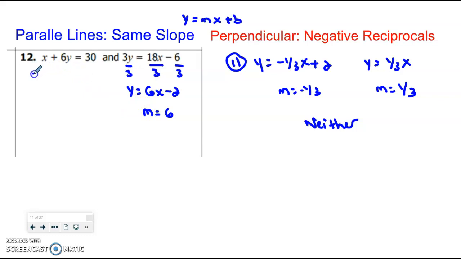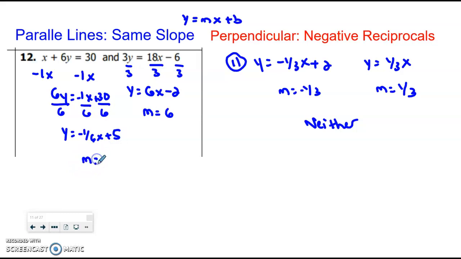Now for this next one, I'm going to have to do some work. I'm going to have to work for it. So I'm going to have to subtract 1x from both sides. I got 6y equals negative 1x plus 30. And I'm going to divide everything by 6. So when I look at this line, I get y equals negative 1/6 x plus 5. So the slope of this one is negative 1/6. I'm comparing it to a slope of 6. Are they the same? No. Are they negative reciprocals of each other? Yes. So we would say that they are perpendicular to each other.